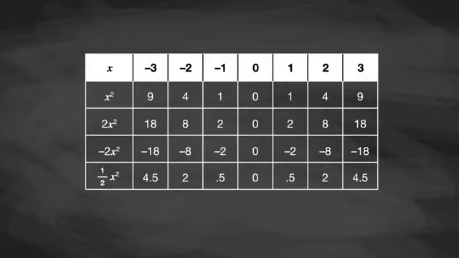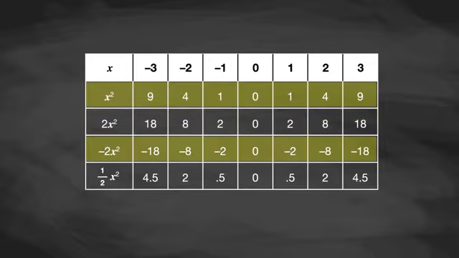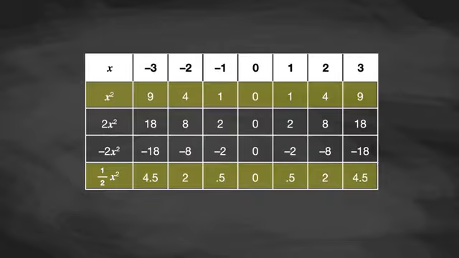Multiplying x squared by different values can also affect the graph. The table provided compares a positive coefficient greater than 1 with a positive coefficient between 0 and 1 with a negative coefficient. When the coefficient of x squared is 2, the y values of x squared are doubled. When the coefficient of x squared is negative 2, the y values of x squared are doubled with the opposite sign. When the coefficient of x squared is 1/2, the y values of x squared are divided in half.